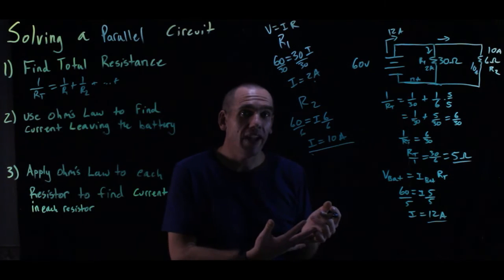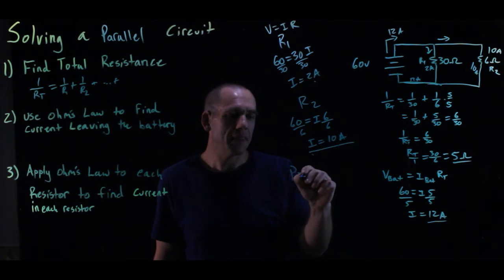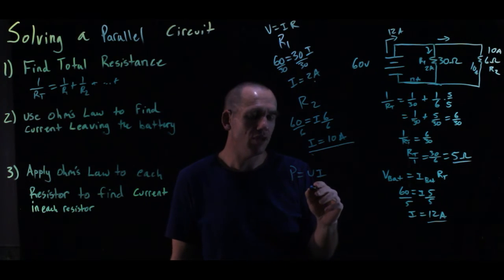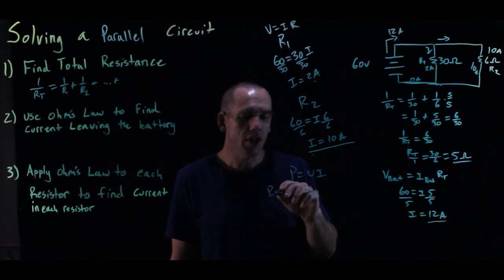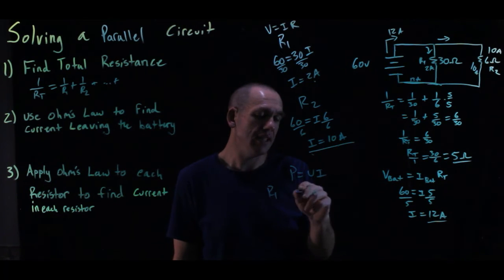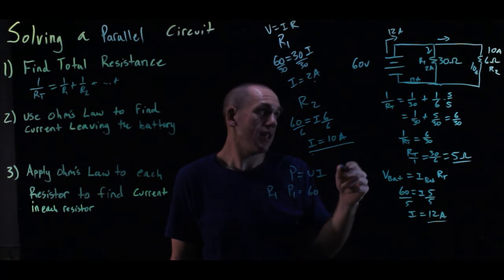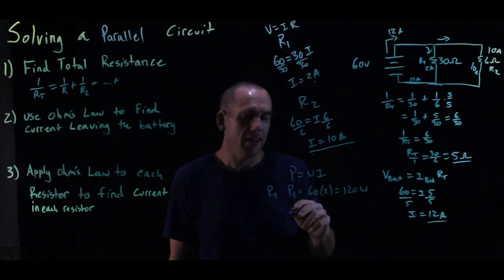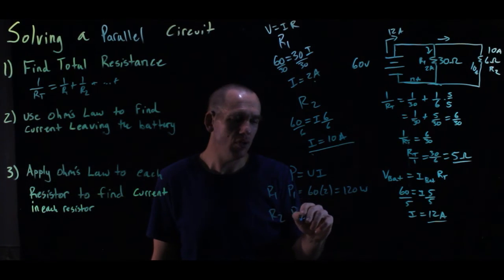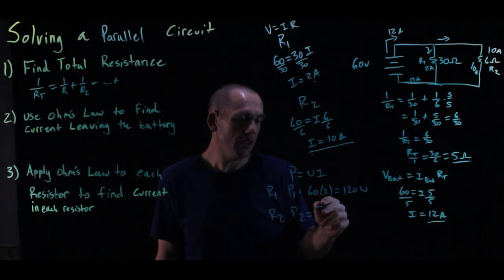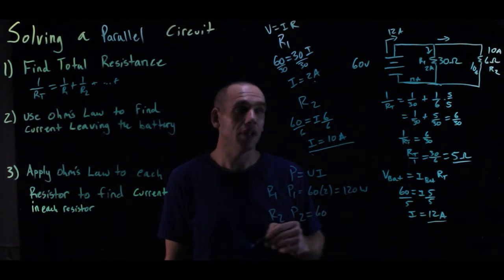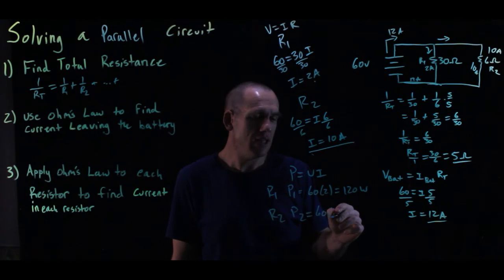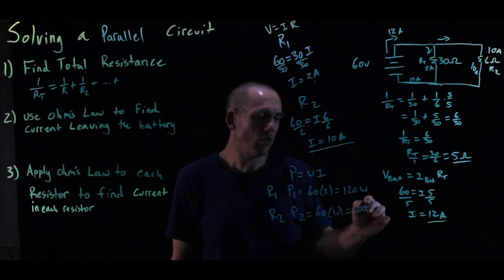Now, all we have left to do is find the power. Remember, power is voltage times current. We know the voltage and we know the current through each one. The voltage across each one is 60. So R1 has a power, which we'll call P1, of 60 times its current, which we know is 2, and that is 120 watts. And then for R2, we have P2, which is equal to its voltage, which is still 60 because the voltage everywhere is the same in a parallel circuit, times its current, which is, of course, 10, and that's 600 watts.